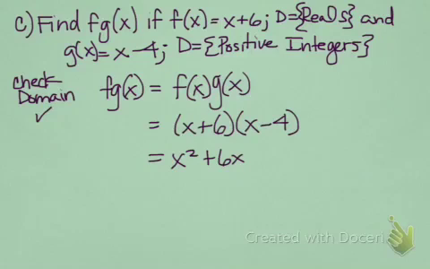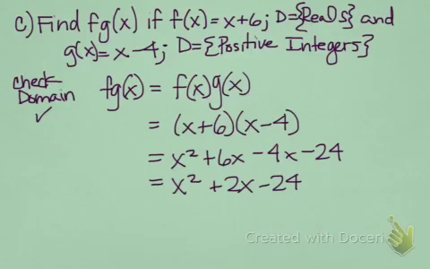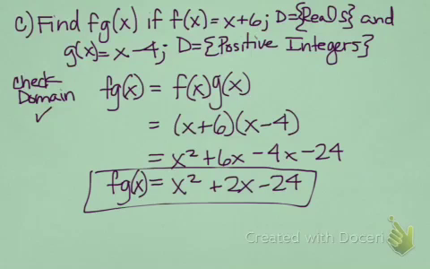So we get x squared plus 6x minus 4x minus 24. We can combine it and get x squared plus 2x minus 24. And since we don't have an input, our input is x, our solution is fg of x is x squared plus 2x minus 24. But we do have to indicate the domain. And the domain is, once they're combined, what's common to both of them. So that would be positive integers.